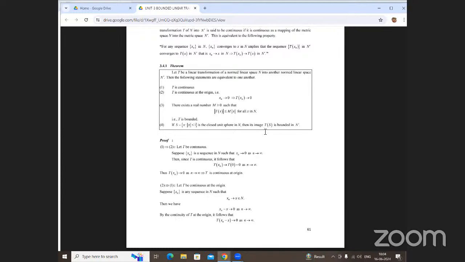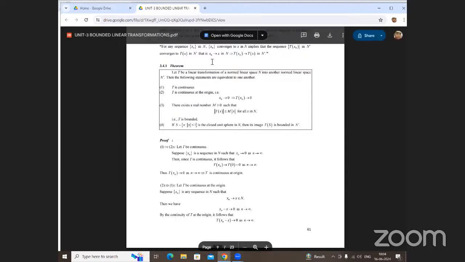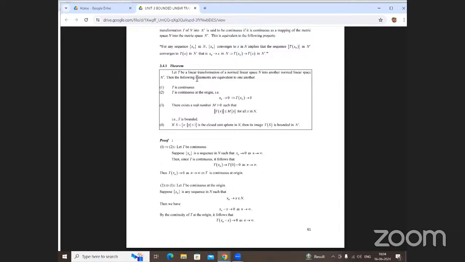Now, along with the definition of bounded linear transformation and the continuity of this part, what is the continuity condition? Through the convergence path, Xn converges to X in N implies T of Xn converges to T of X in N dash. This theorem is also very important. According to our experience of previous papers, this theorem is thoroughly given in the final examination.